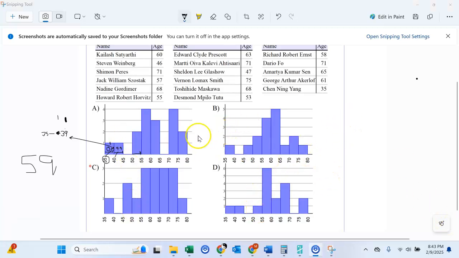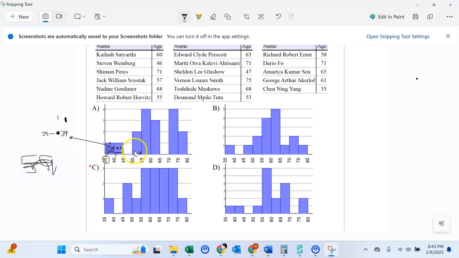Okay, so let's see what we got here. Again, remember, I don't know why I put 59 right there. It's 50 to 54. We're going to look at this one right here, guys. 50 to 54, okay? So how many are there? Well, let's see. 50 to 54. Nope. Remember, 55 isn't part of it. 50 to 54. Okay, 1. Or I only got 1. Okay.